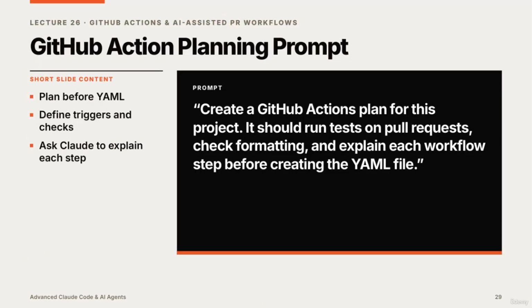Before creating the YAML file for your GitHub Actions workflow, it's crucial to plan the entire process carefully. First, define the triggers. These are the events that will kick off your workflow, like pull requests.